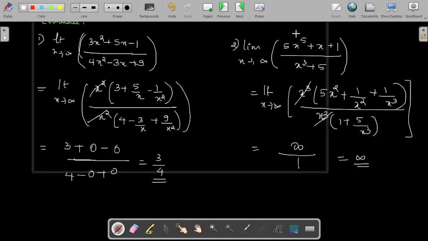When the degree of denominator and degree of numerator are equal, the quotient of the leading coefficients is the answer. When the degree of numerator is greater than the degree of denominator, infinity is always the value of that limit. If the degree of numerator is less than the degree of denominator, then you can check with any of the problems: 1 by infinity becomes 0, so 0 is the answer.